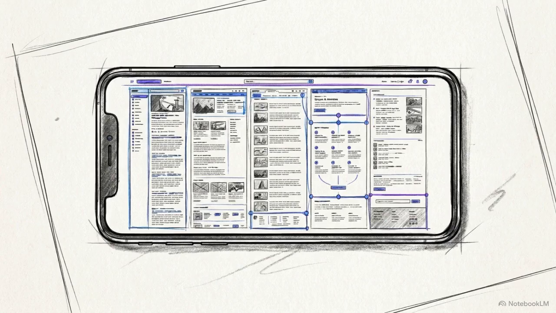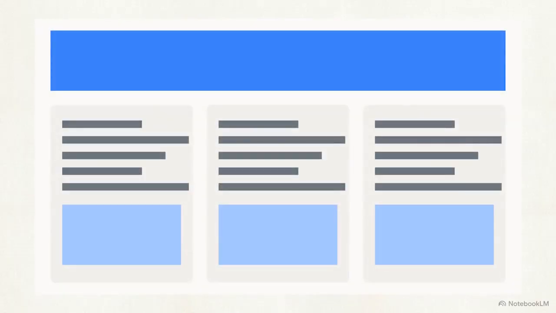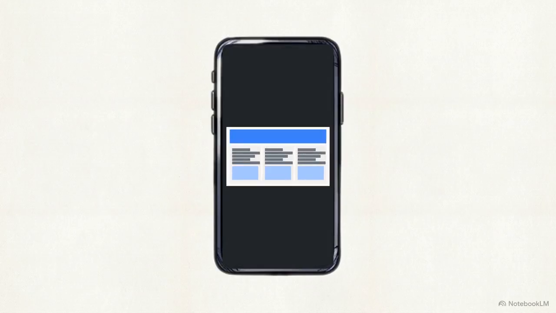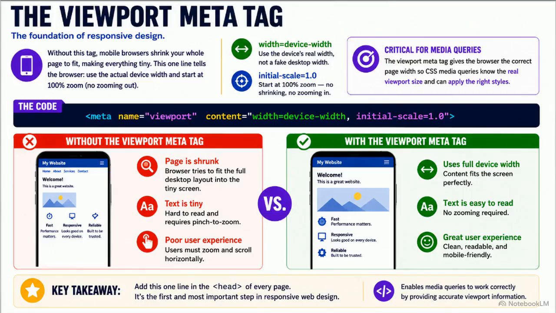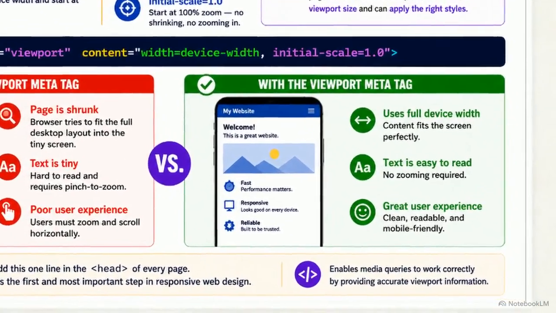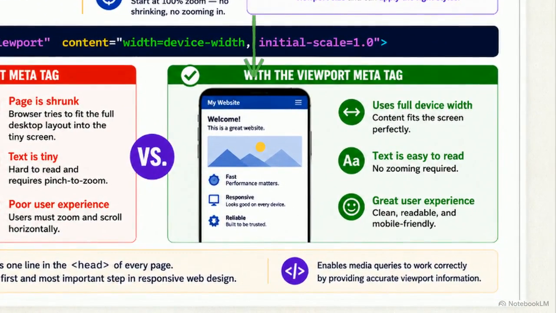By default, mobile browsers try to help out by pretending they are wide desktop monitors. They take your full-size site and drastically shrink the entire page to fit the narrow screen. This graphic shows the absolute prerequisite for responsive design, the Viewport Meta Tag. Setting the width to device width overrides default shrinking behavior. It forces the browser to render the page at the physical width of the phone's screen, locked at 100% zoom.